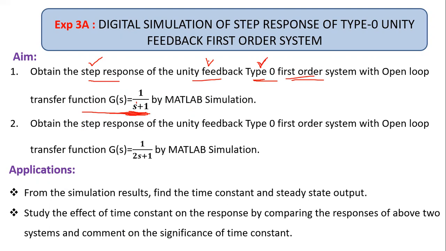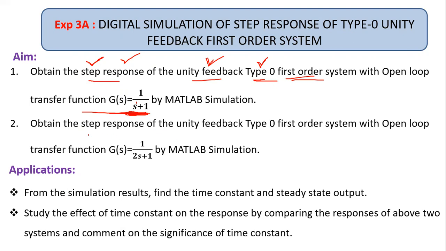For that, we are providing the unity feedback and we are finding the closed loop transfer function. For that closed loop transfer function, we are applying the step signal as an input. And we need to find the response, that is the output response. We are applying a step input, so that output we call it as a step response.